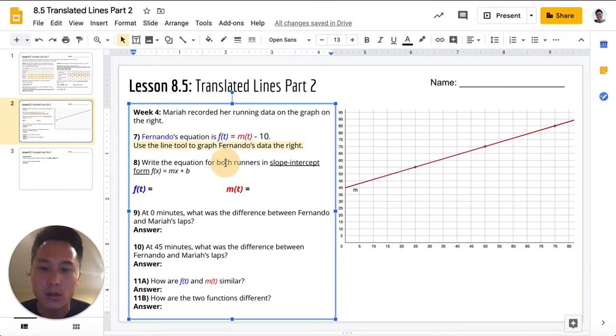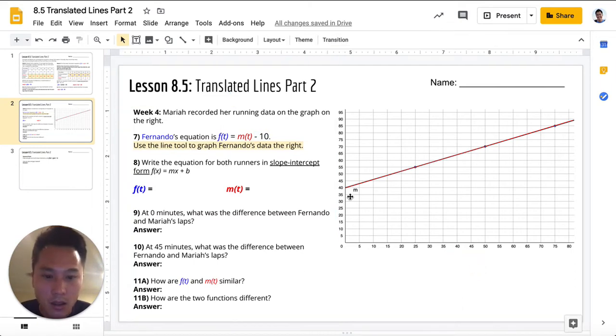Well, we can use that information to graph. So let's go to the line tool. At 0 minutes, instead of 40 laps, he's going to have 30. And then I can use these anchor points. So at 25 minutes, Mariah had 55. I'm going to take 10 away from that. So that means at 25 minutes, he has 40 laps. And I'm going to continue that slope. I want to make sure that the line is always 10 units below Mariah's.